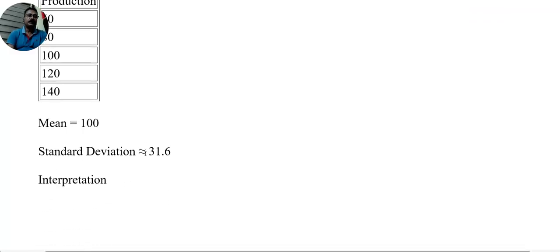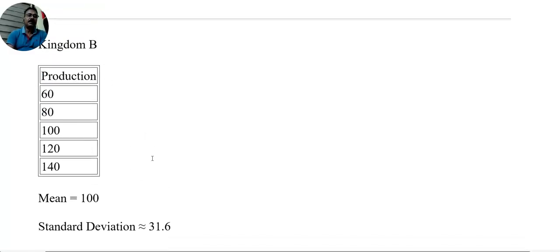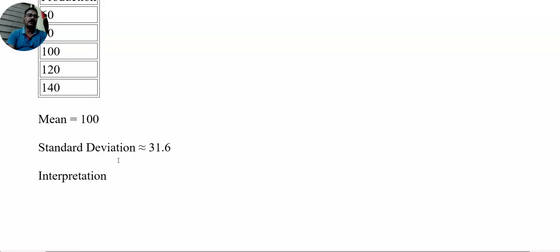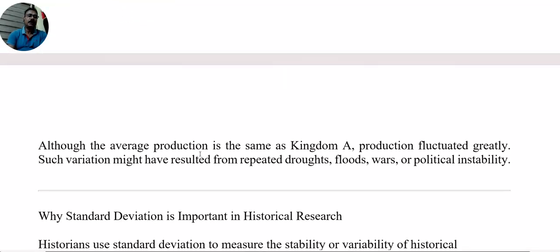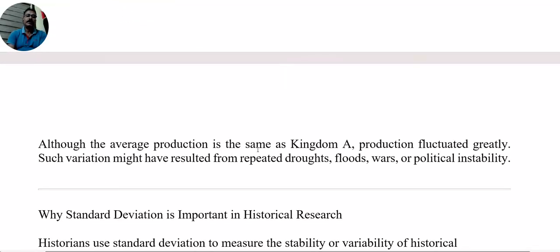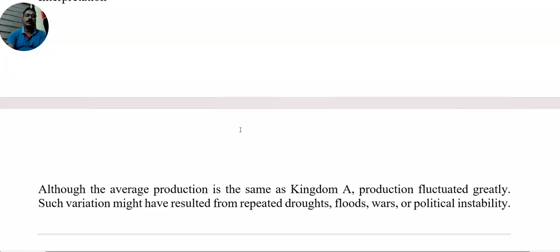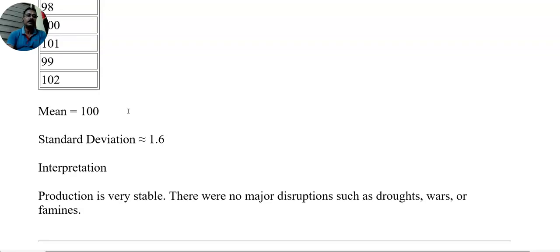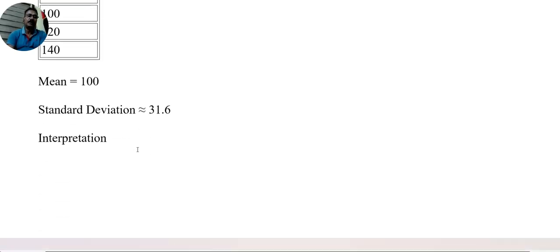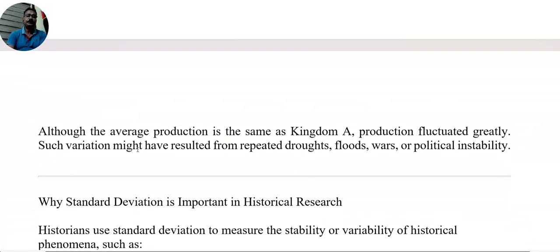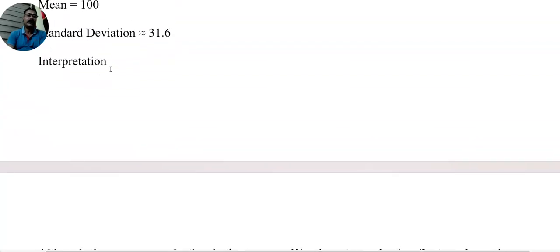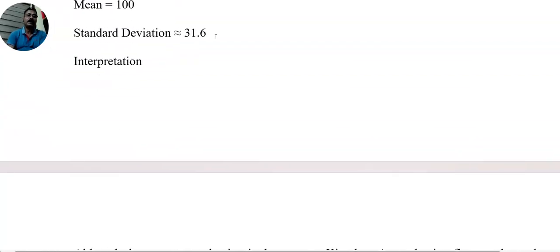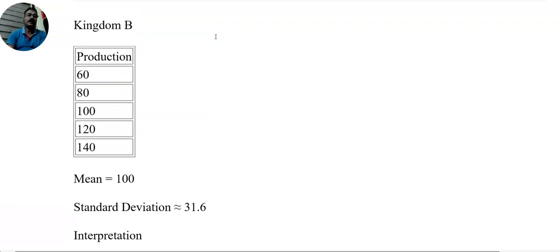Another one, kingdom B, where the standard deviation is 31.6. So how can we interpret this? Although the average production is 100 in kingdom B, the average production is 100 in kingdom A also. The mean production is the same over 5 years, but the standard deviation is 31.6 for kingdom B.